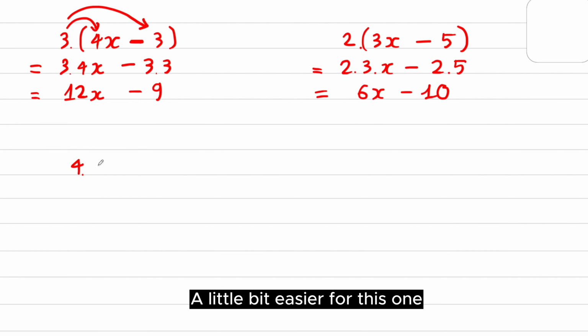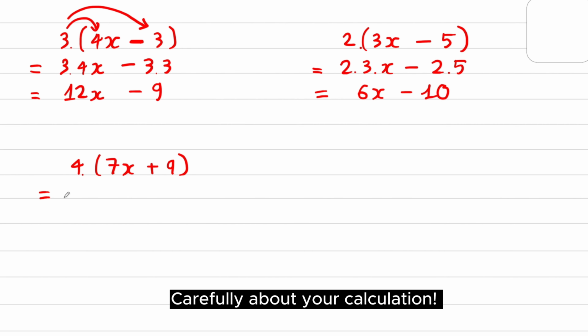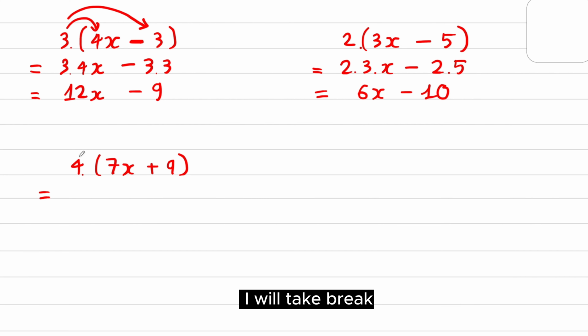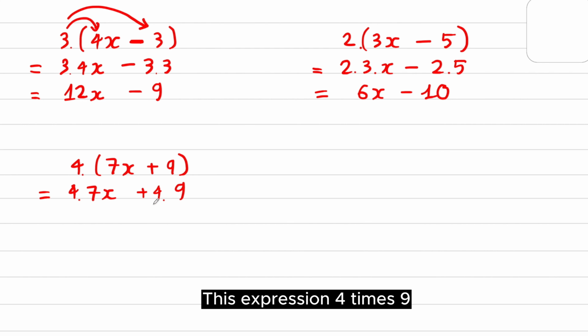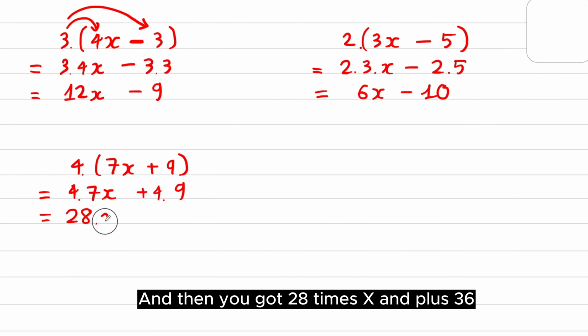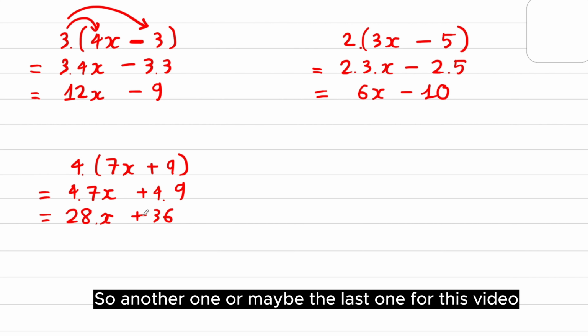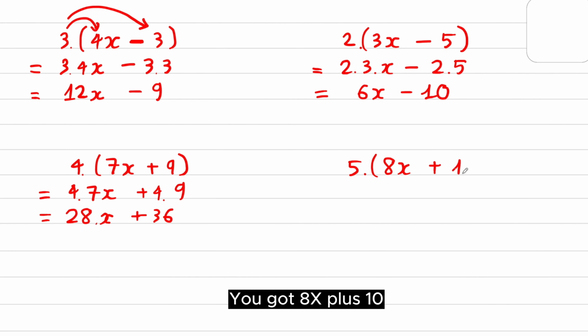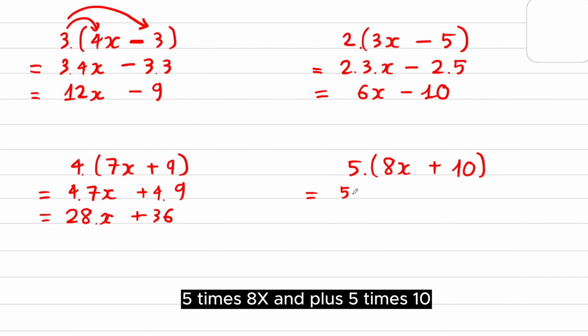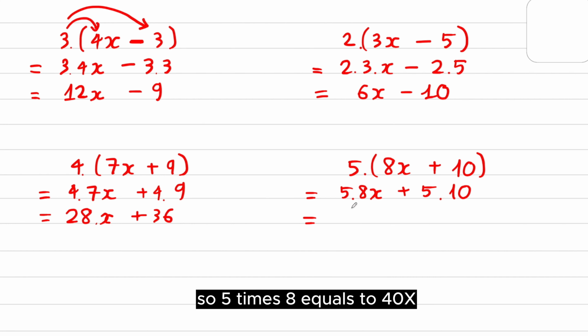And for another question, a little bit easier for this one. How can you work with it? Carefully about your calculation. You got 4 as the number outside the bracket. I will break this expression: 4 times 7, and then you get 28 times x and plus 36. Another one, or maybe the last one for this video, you got 8x plus 10. How about this one? 5 times 8x and plus 5 times 10. So 5 times 8, 40x. 5 times 10, 50. That's it.